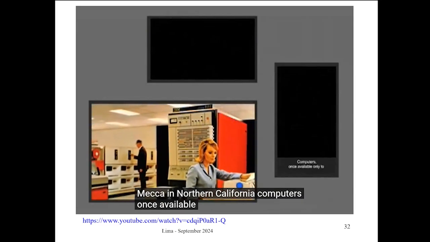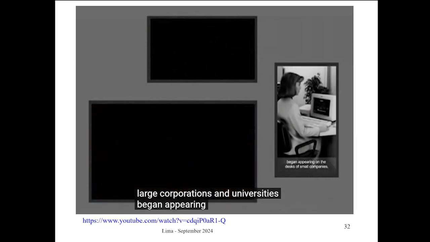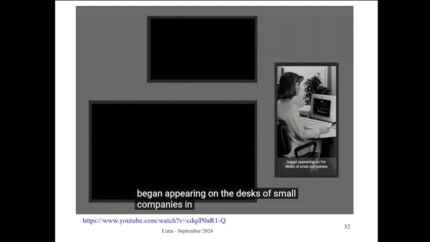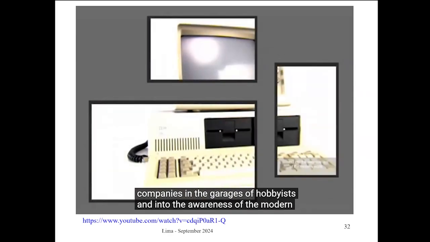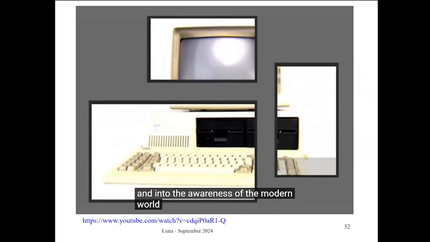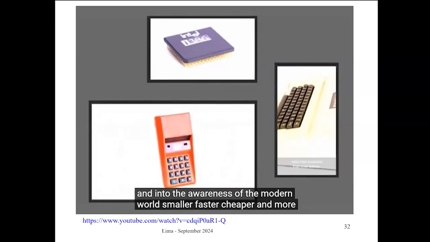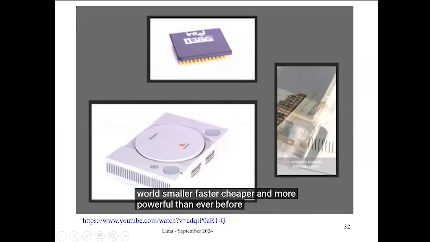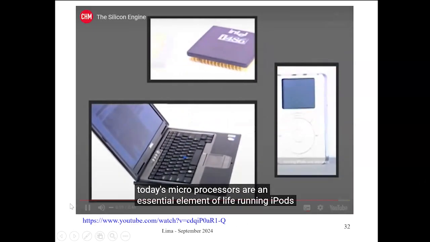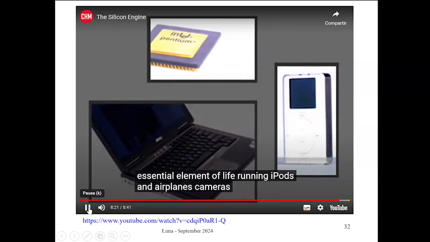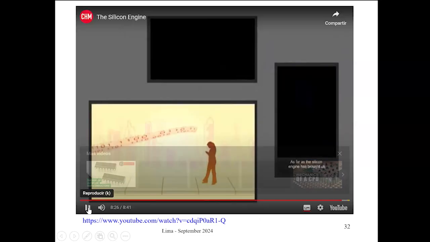Computers, once available only to governments, large corporations, and universities, began appearing on the desks of small companies, in the garages of hobbyists, and into the awareness of the modern world. Smaller, faster, cheaper, and more powerful than ever before, today's microprocessors are an essential element of life, running iPods and airplanes, cameras and power plants, simple toys and space stations.